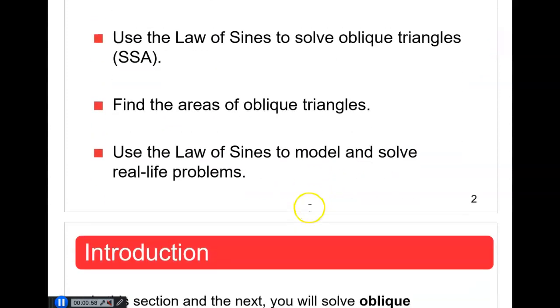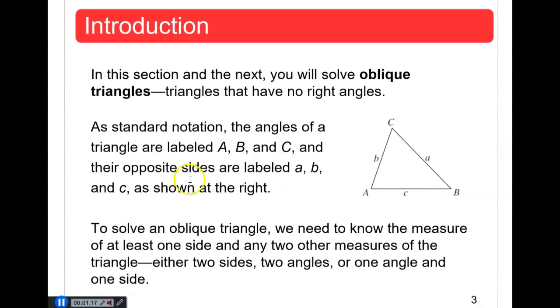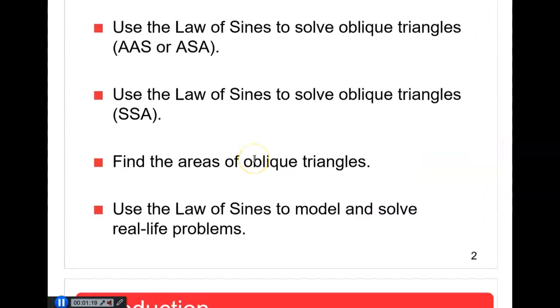In this section, we will also explore another way to find the area of an oblique triangle so that you don't have to find the height. Instead of that, we will use a sine function. And then finally, we will apply that law of sines to model and solve real life problems. Because we all navigate in the ocean.